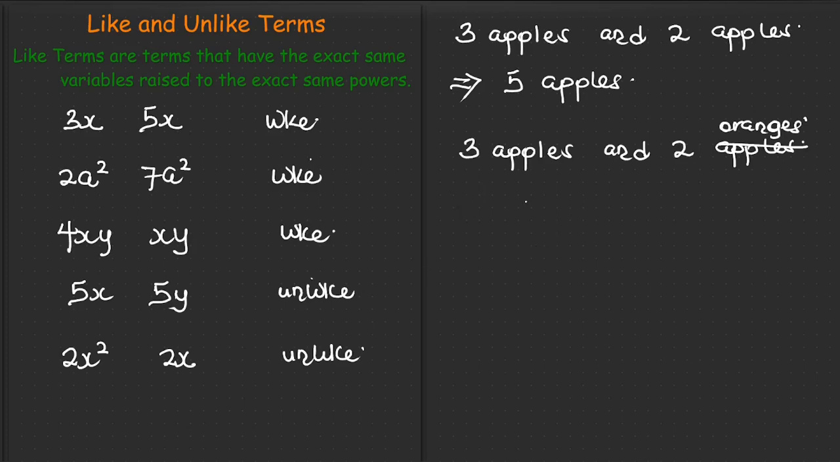The reason being that apples and oranges are not like terms, but apples and apples are like terms. This is the essence of knowing like terms and unlike terms. With that said, let's look at the mistakes students make when solving questions in relation to like and unlike terms, even before going to addition and subtraction.